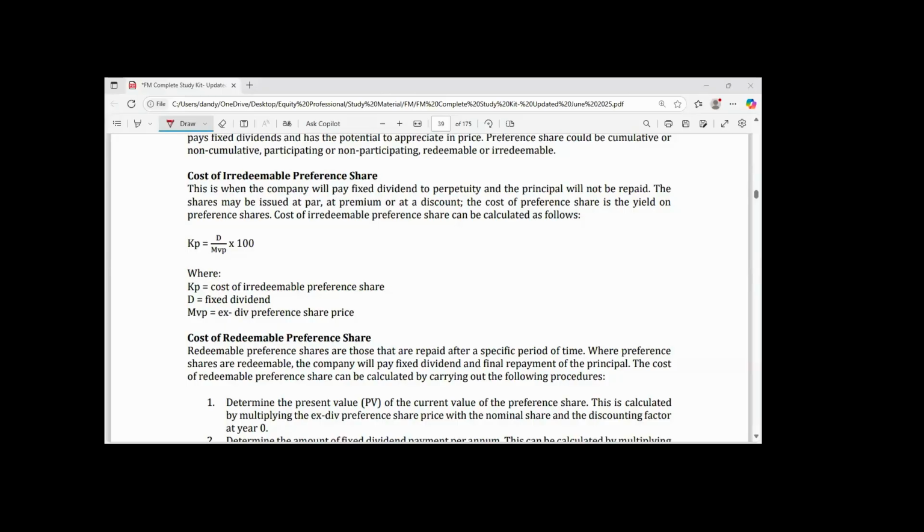So as far as irredeemable preference share is concerned, every year when the company makes profits, you pay preference dividend. But at the maturity date, the company is not expected to repay the principal sum. At the maturity date, the principal will not be repaid.